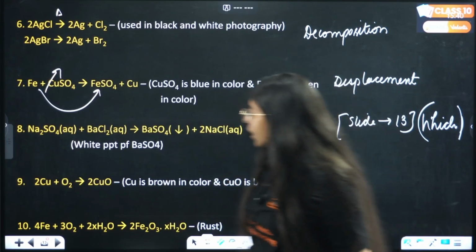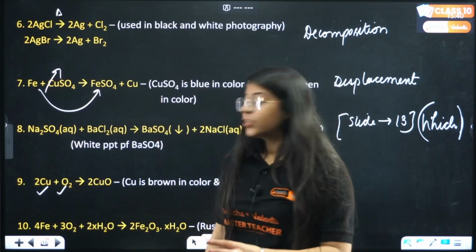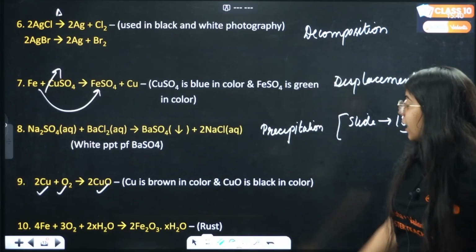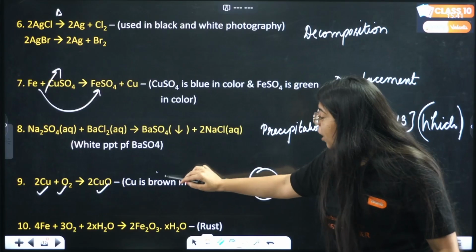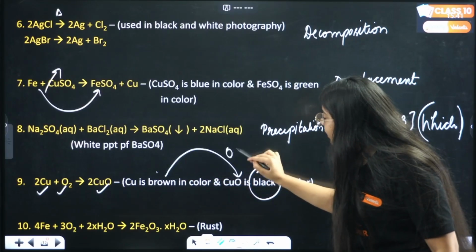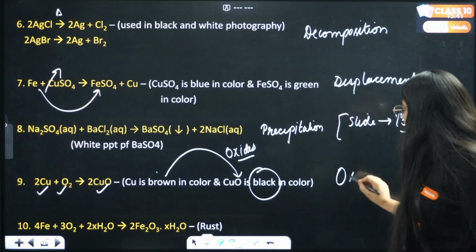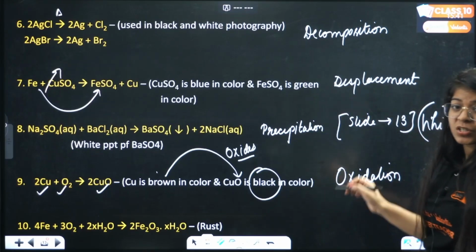Okay. Now Cu combined with O2. Copper combined with oxygen makes copper oxide. Now Cu is brown in color and CuO is black in color because copper oxidizes with oxygen, right? So this is an oxidation reaction. Makes sense? Oxygen is added.